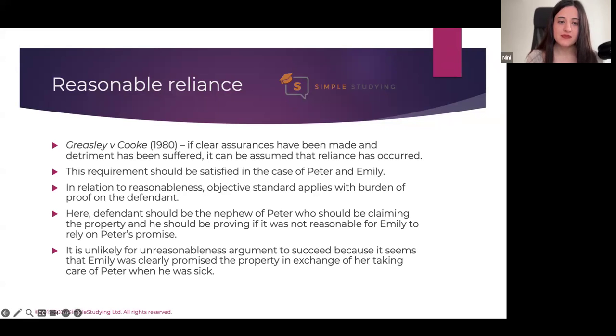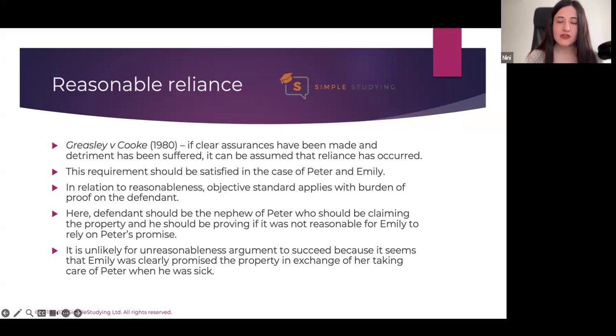So according to the intestacy rules, I believe it was the nephew of Peter who was going to get the property. So he would be the claimant because Peter has passed away, and he would be the defendant, and Emily would be bringing an action against the nephew. It is unlikely for an unreasonableness argument to succeed because it seems that Emily was clearly promised the property in exchange for her taking care of Peter when he was sick.